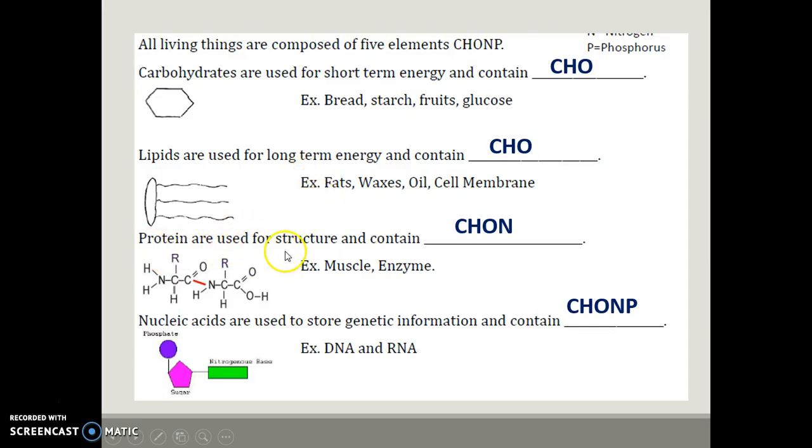Proteins are used for structure. They have the elements carbon, hydrogen, oxygen, and nitrogen. And then nucleic acids store the genetic information, and they're the only ones that have the phosphorus or P group. So for example, DNA.